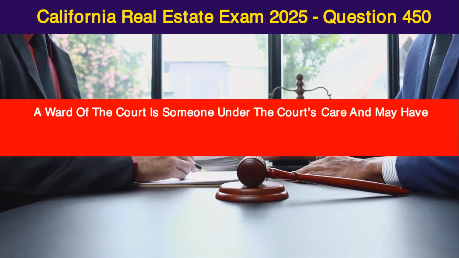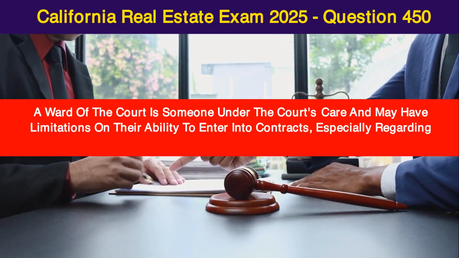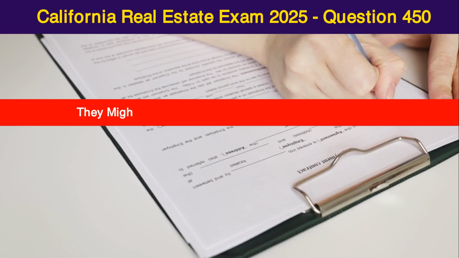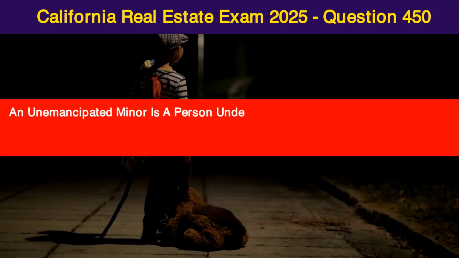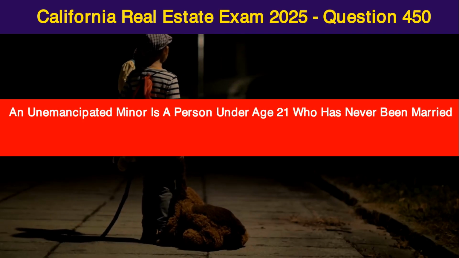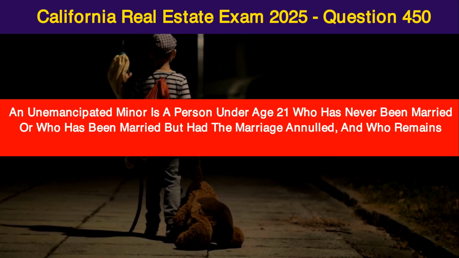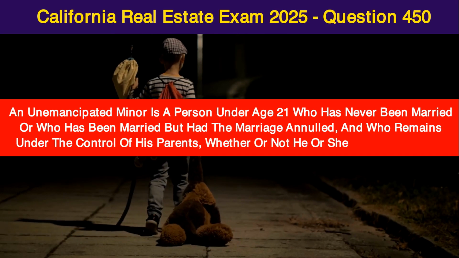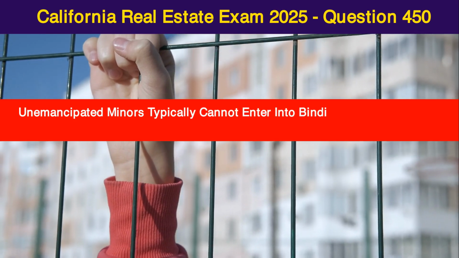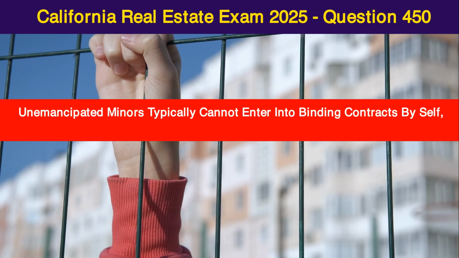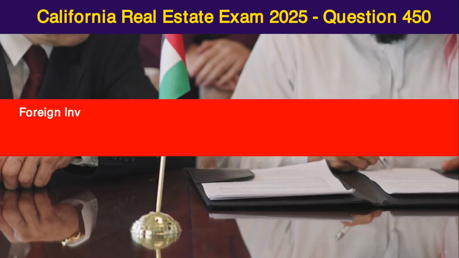A ward of the court is someone under the court's care and may have limitations on their ability to enter into contracts, especially regarding property. They might need court approval for such transactions. An unemancipated minor is a person under age 21 who has never been married or who has been married but had the marriage annulled, and who remains under the control of his parents, whether or not he or she lives with them. Unemancipated minors typically cannot enter into binding contracts by themselves, including those involving property purchase.